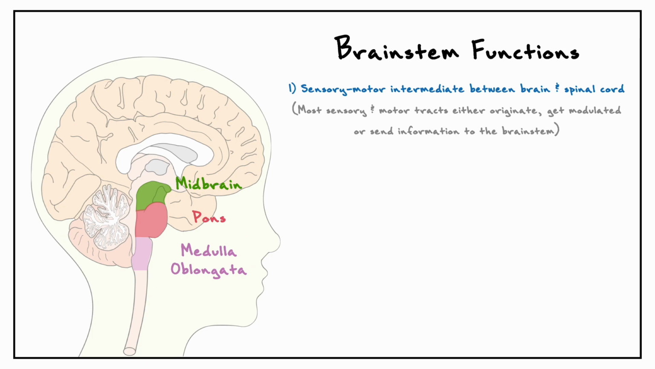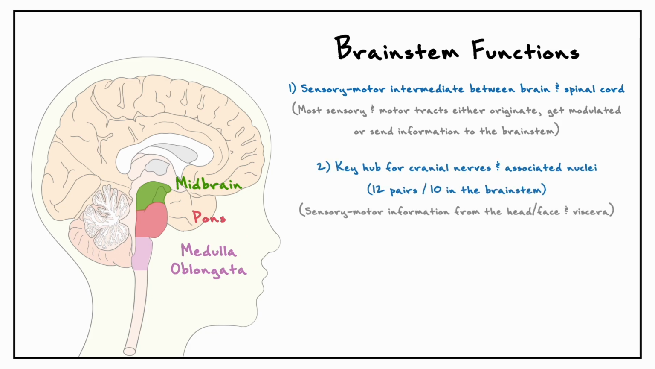as it contains pretty much every sensory or motor tract that the body uses. Across these tracts, some originate in the brainstem, some get modulated by the brainstem, and some send information to the brainstem for processing. So, although I call the brainstem an intermediate, a lot of processing happens there beyond simply relaying messages throughout the CNS.